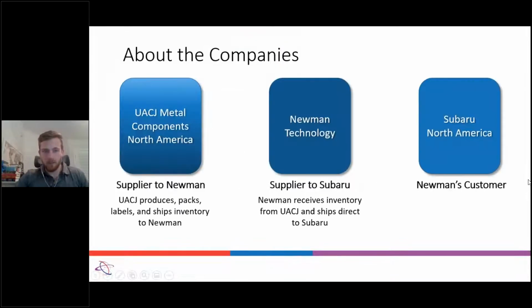Okay, so about the companies. Subaru is the end customer. Subaru purchases parts from Newman Technology, and Newman turns around and purchases those manufactured parts from UACJ Metal Components. So UACJ produces, packs, and labels the inventory, ships it to Newman, and then Newman, based on Subaru provided sequences, will ship to Subaru release requirements.